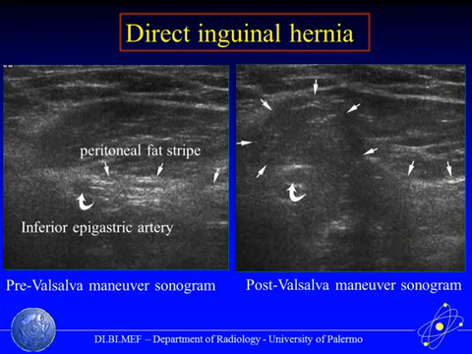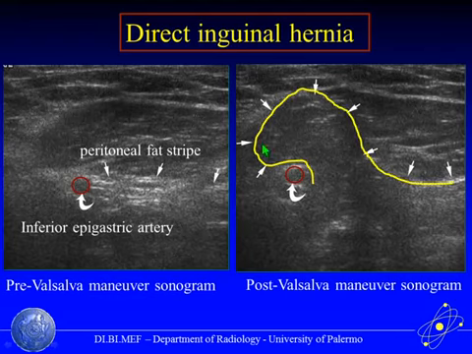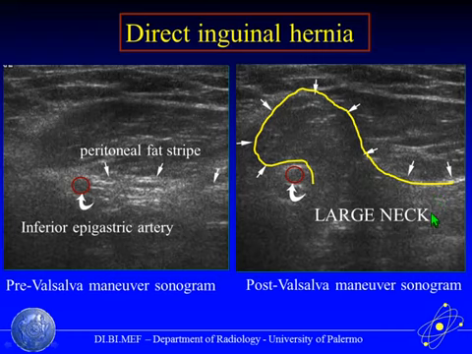Again, a pre-Valsalva maneuver sonogram and post-Valsalva maneuver sonogram. We have the inferior epigastric artery over there, and medial to the artery, this protruding hernia, a direct inguinal hernia. Please note again the large neck of the hernia.